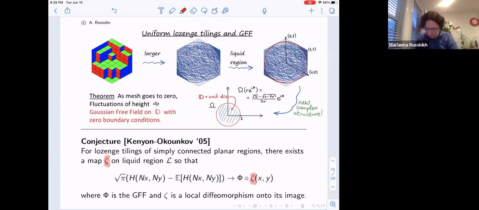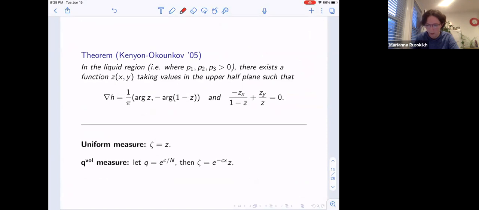So this map introduces a different conformal structure on a liquid region, which is different from the one it inherits from the plane in which it naturally lives. And this conformal structure is actually defined in terms of the limit shape of the height function.